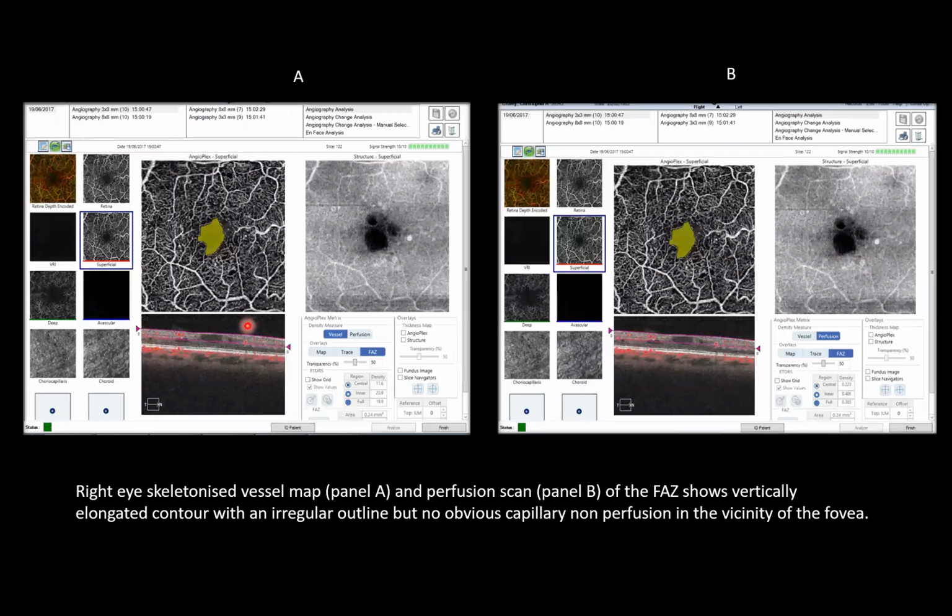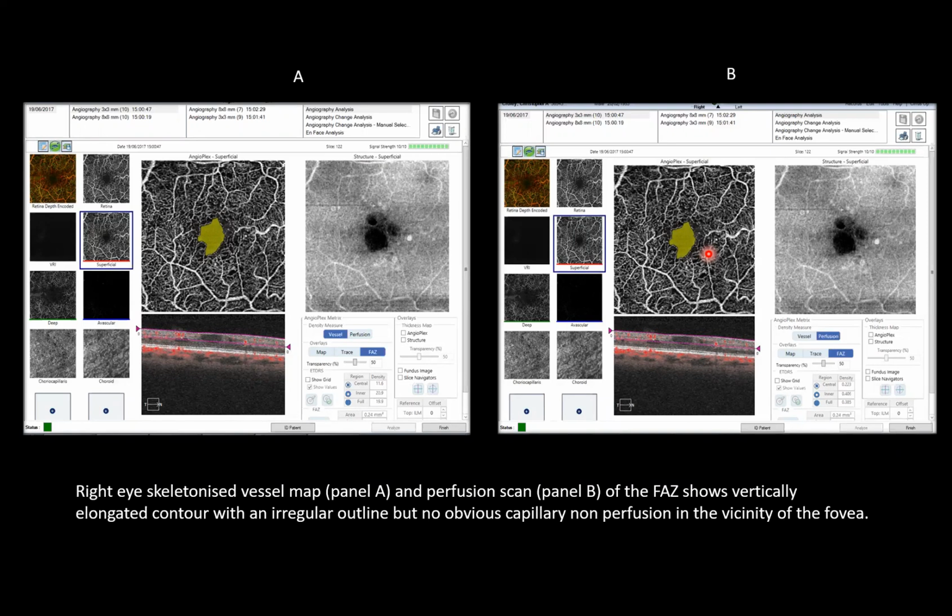When you look at the right eye skeletonized vessel map on panel A and the perfusion scan on panel B, you can see that on both you very much appreciate that the foveolar vascular zone is elongated and not a very nice circular shape. So while there are some changes in the foveolar vascular zone, the vessels around it seem fairly perfused, and there is no obvious capillary non-perfusion in the vicinity of the fovea.